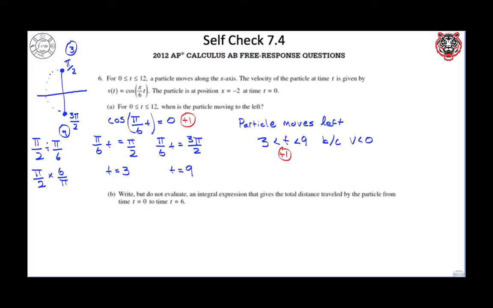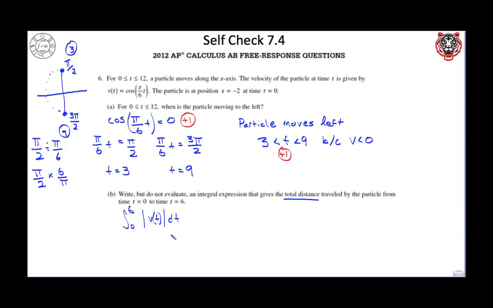On to part B. I have to go a little bit faster because we're running low on time. We only have 7 more minutes. All right, so for part B, we don't need to evaluate. We just need to do total distance traveled. That means we are doing absolute value. So it's going to be the integral between 0 and 6 of the absolute value of velocity of t, dt.